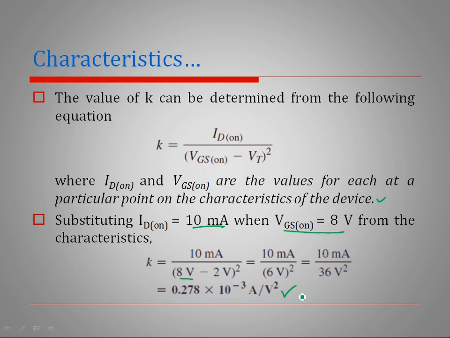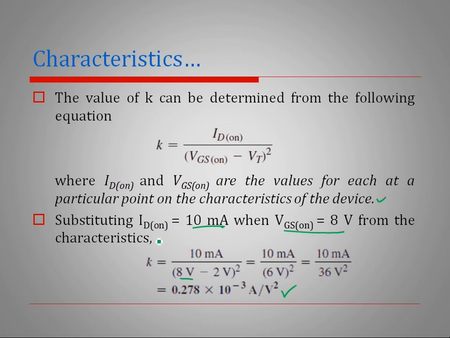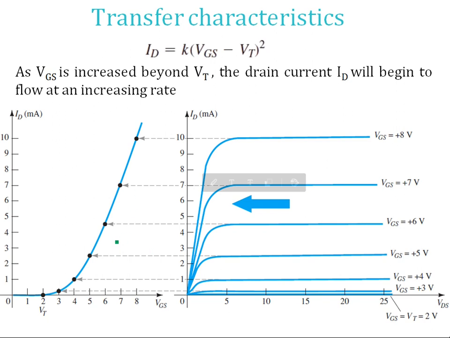So this K will remain the same. You can prove that for yourself taking any other points. Say on the curve, if you have VGS equal to 4 volt, and you substitute it here with this K value, you will get ID as the same. For this K, you will get it in the range of 1.1 milliampere or so. You can do it and prove it for yourself, substituting the same K value in the expression which we just discussed, that is ID on by VGS on minus VT the whole square.